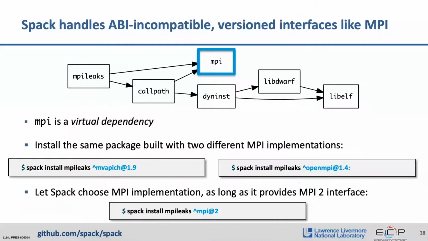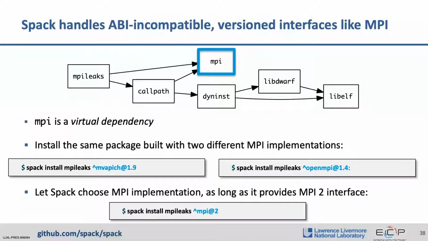So on that same note, Spack handles ABI-incompatible libraries like MPI. And so one thing you may have noticed about this graph is that this node here says MPI, but MPI is not an implementation. It's an interface. And there are implementations like MPICH and MVAPICH, OpenMPI, things like that. But MPI itself is actually just a standard, and its version. And so we call this a virtual dependency in Spack. You could think of it as an interface. And you can install the same package but with two different MPI implementations.